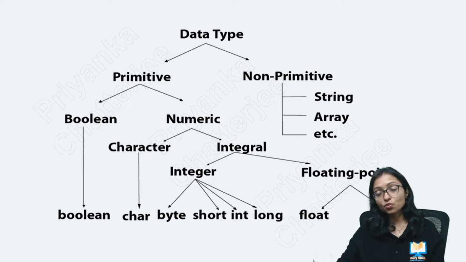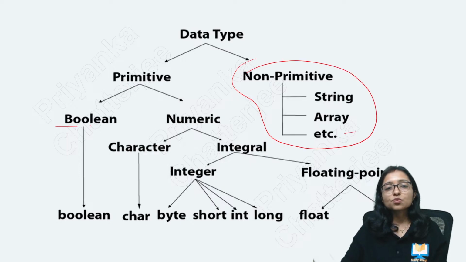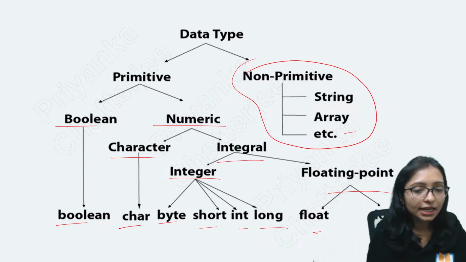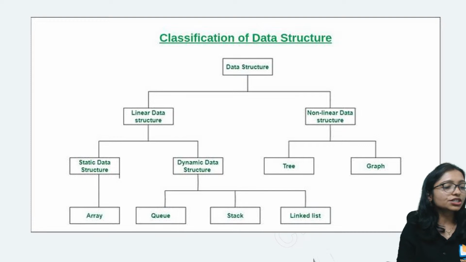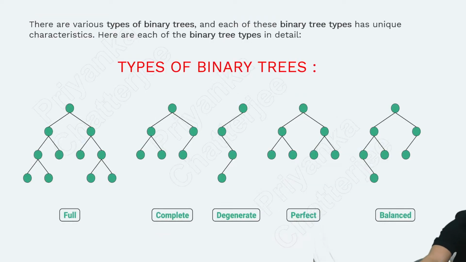Now which ones are coming under primitive and non-primitive? Here non-primitives are string, array, etc. Primitive means boolean, numeric, character, integral, here integer and floating point. Under integer: byte, short, int, long. Under character, we write char, boolean we write like this, and under floating, we write float and double. This is coming under the data types. Okay, data types, data structure. Data structure is related with the data type, so you need to know. Here linear data structure, static, dynamic, as we already learned, and non-linear is tree and graph.